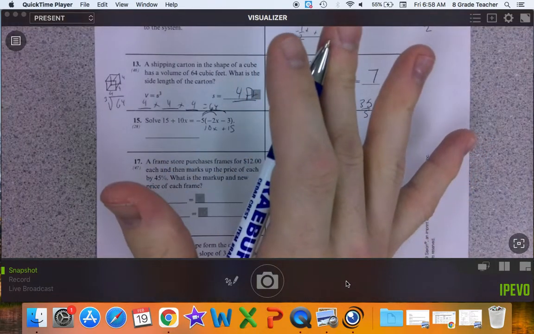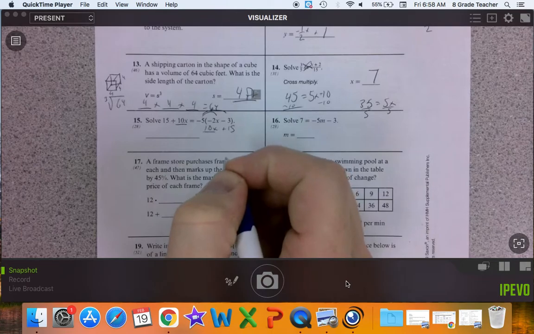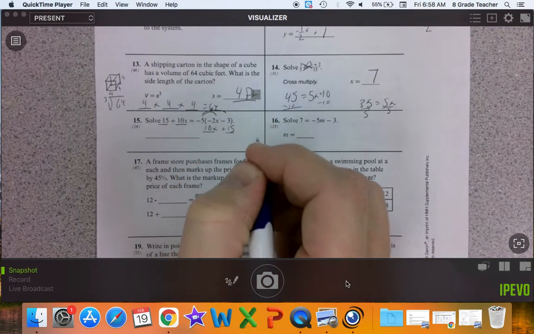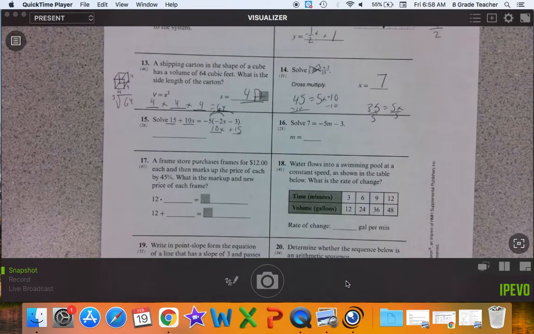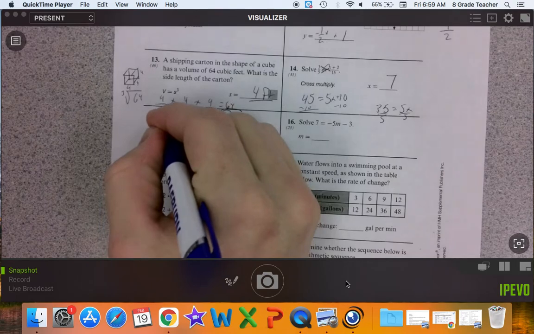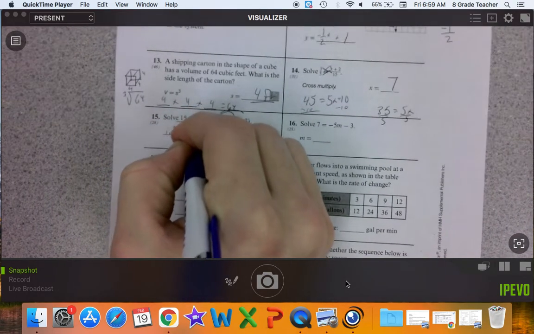Now we've got to stop right here. If you notice, you've got 10x on this side and 10x on this side. You've got positive 15 on this side and positive 15 on this side. So no matter what I plug in for x, both sides are going to be exactly the same. Therefore, I have what's called an infinite number of solutions.